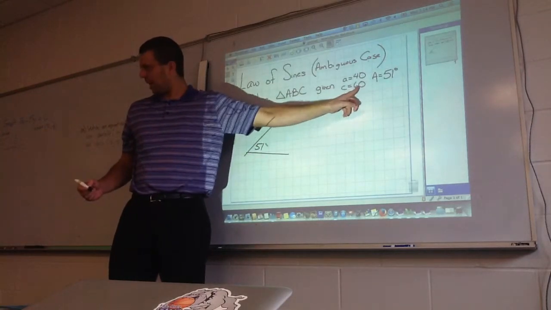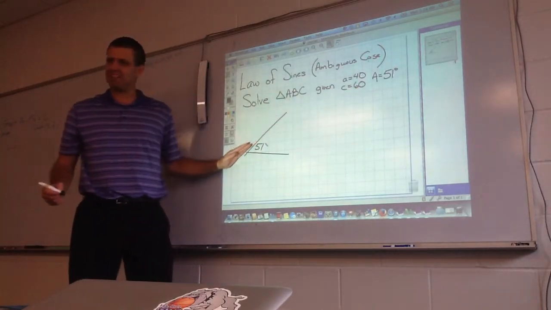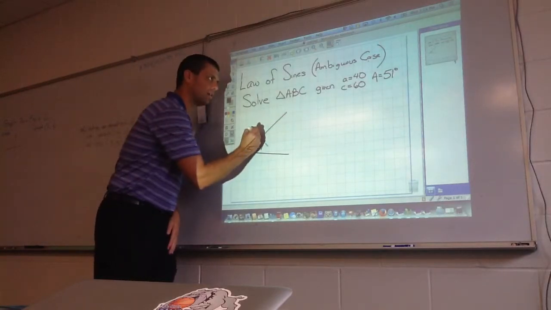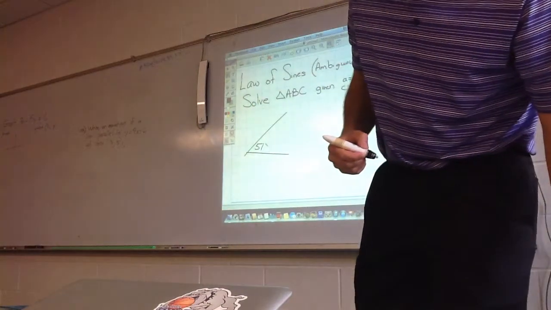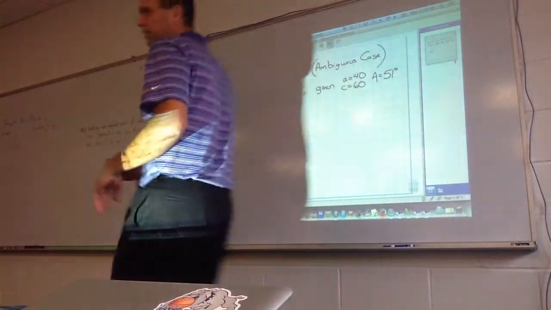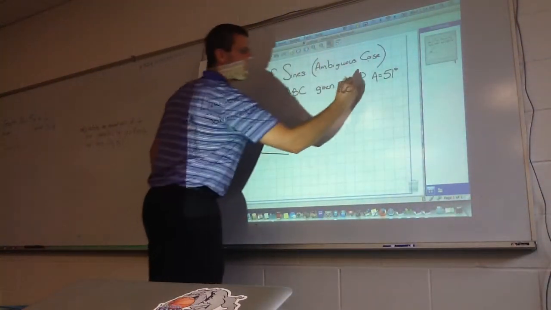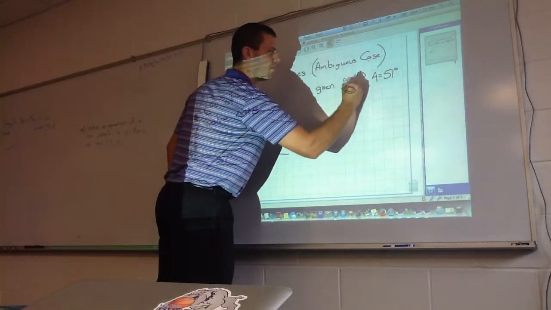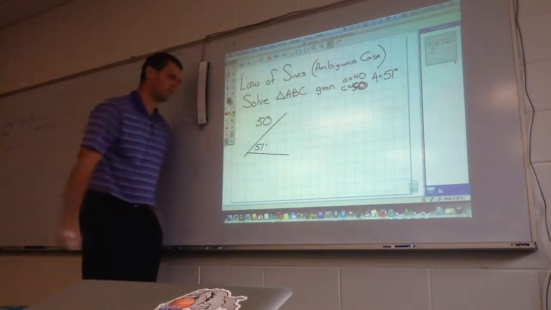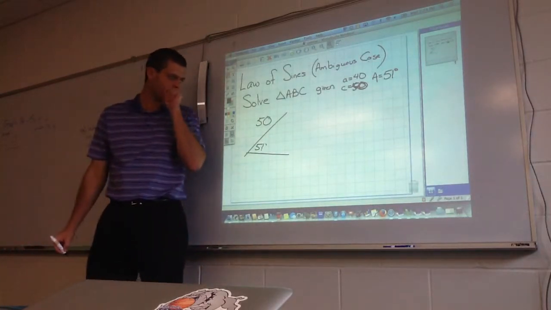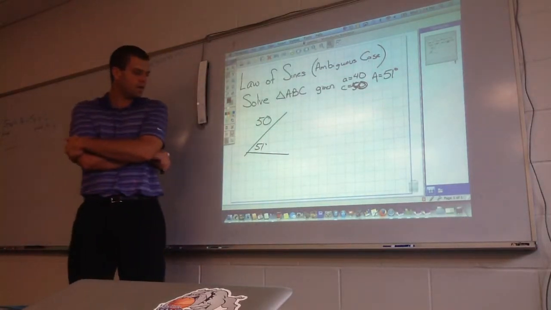Give the other side kind of the top part of it. So I'm going to give this a 60 right here. Okay? It's supposed to be 60. Make sure I got that right. Oh, my bad. It's supposed to be 50. It's supposed to be 50.